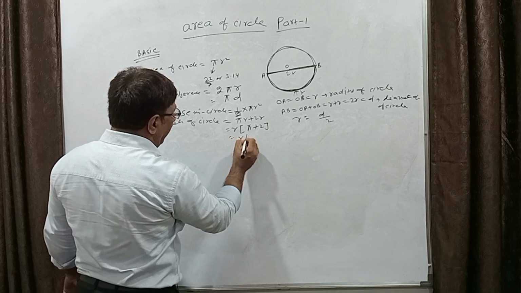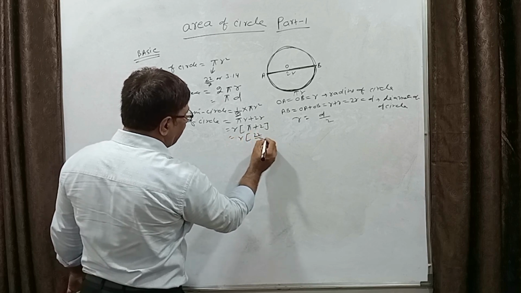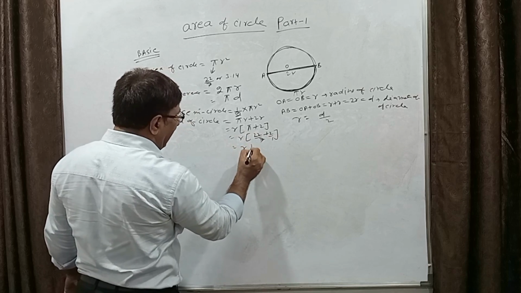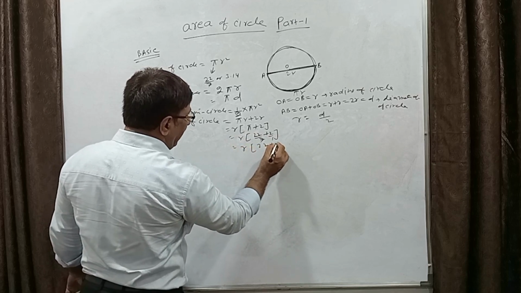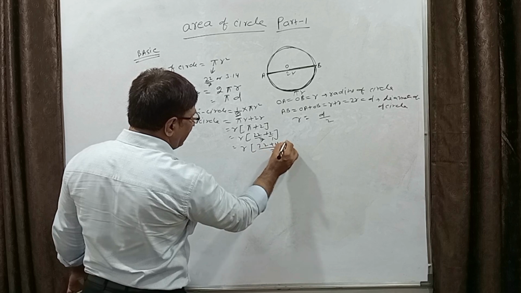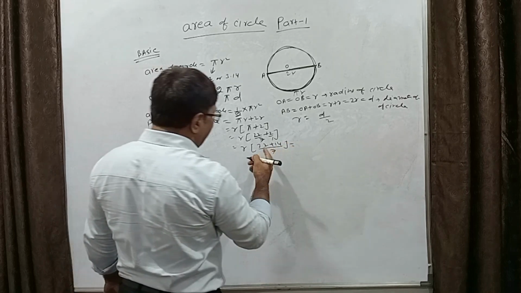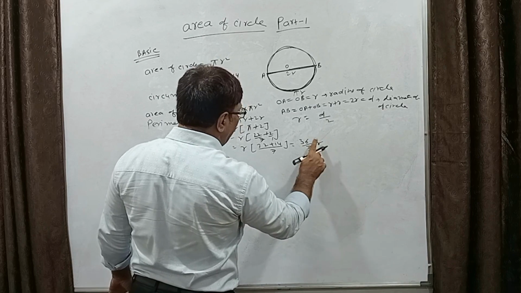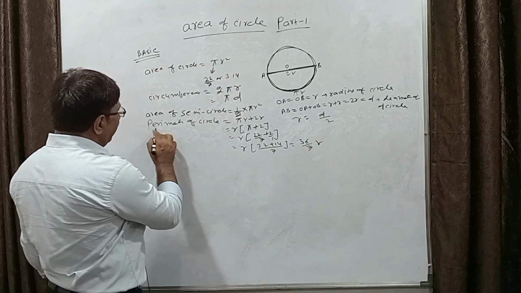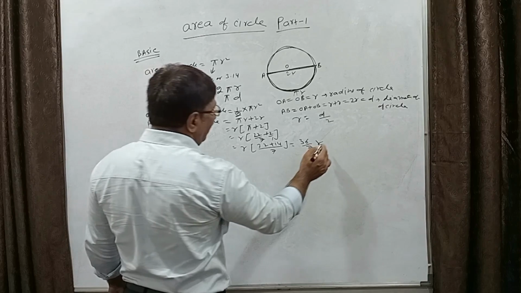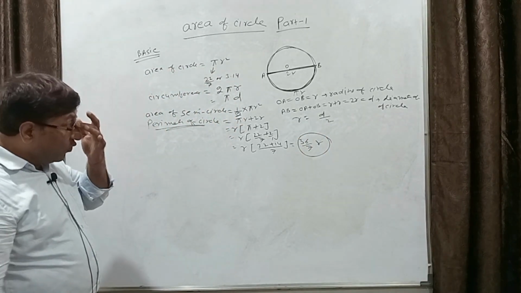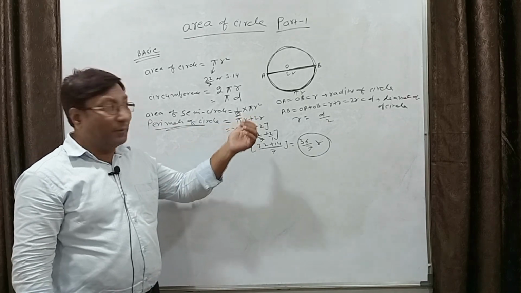And you know pi is what? 22 by 7 plus 2. So when we solve this, we will get what? R into 22 plus 14 upon 7. So this is equal to what? 36 by 7. So this is the tricky approach formula. So you can use perimeter of semicircle simply 36 by 7 r. So no need to go for the value of pi and multiplying.